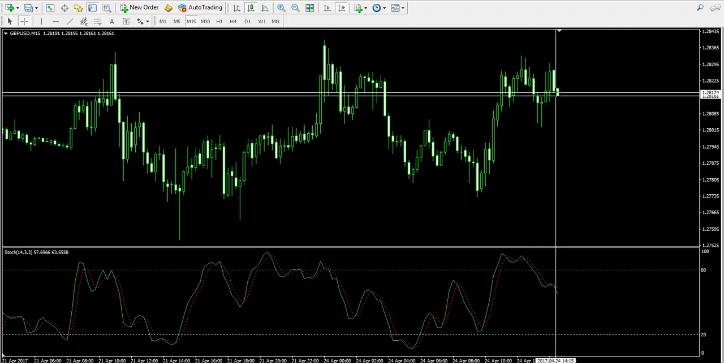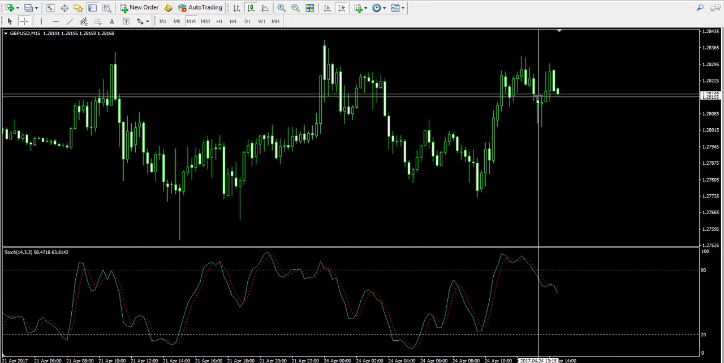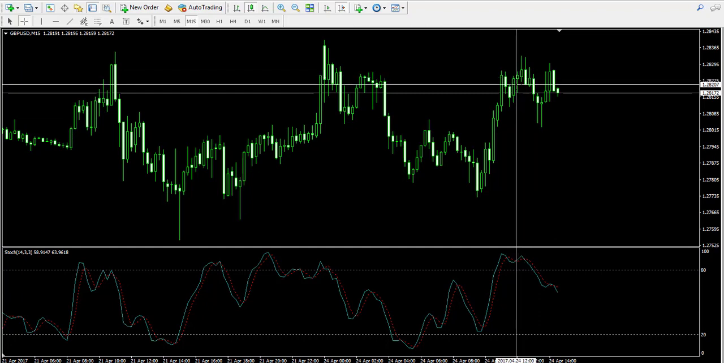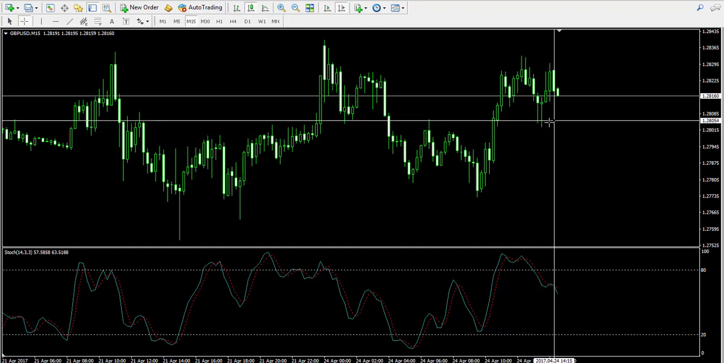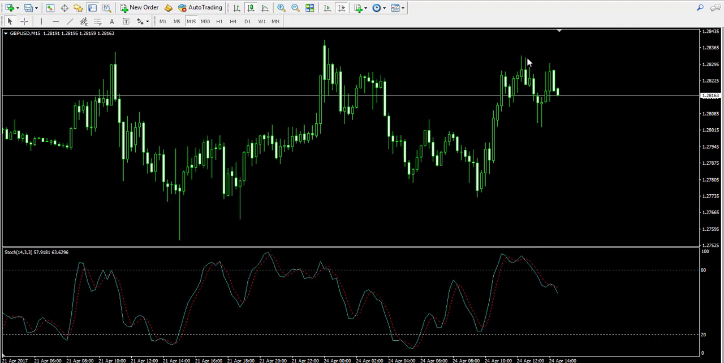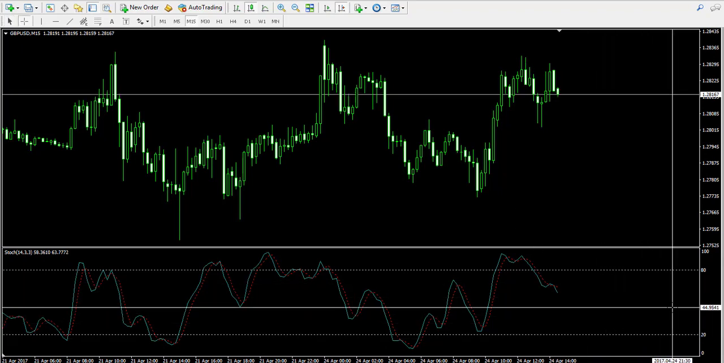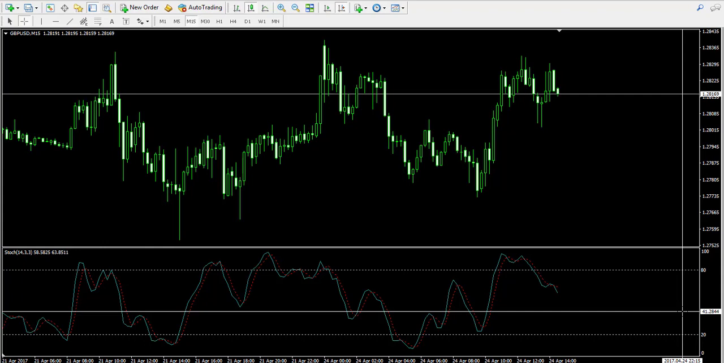So the lowest low is the lowest point in the last 14 periods, which is 1, 2, 3, 4, 5, 6, 7, 8, 9, 10, 11, 12, 13, 14. So it's probably this point over here. And the highest point is this one over here. And then we multiply the result of the formula by 100 in order to move the decimal 2 places, to make the number vary between 0 and 100.